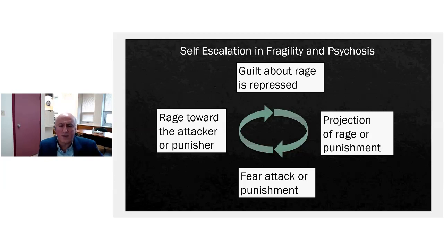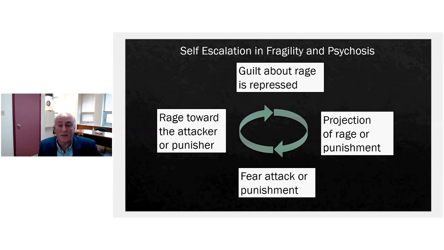So the person starts off with fear of being attacked or punished. Say, we'll start the cycle here. Then that causes them to have rage towards the person that they fear is going to attack or punish them, and that could be you. But then the rage gets repressed with guilt. So the rage goes in on themselves.